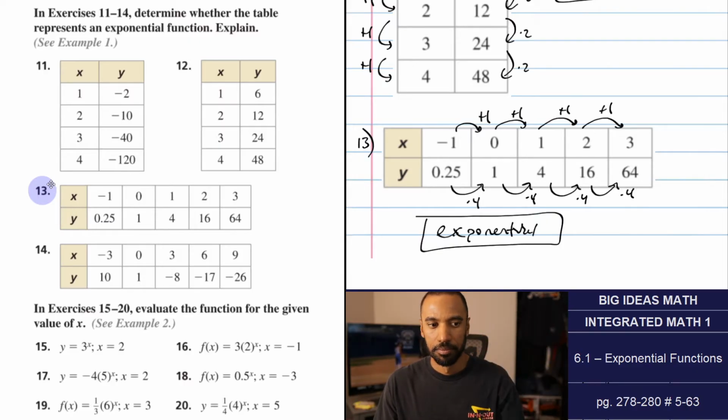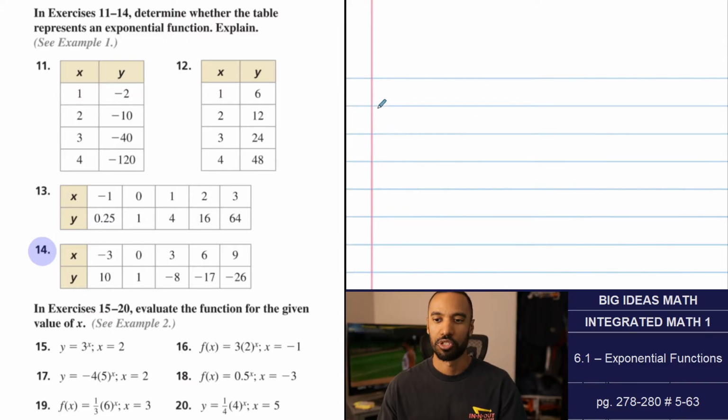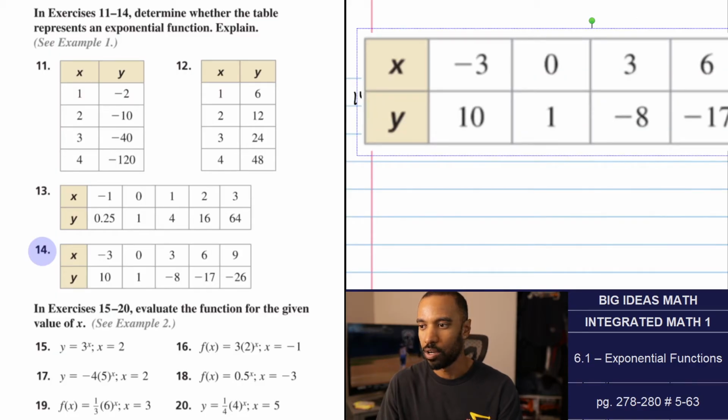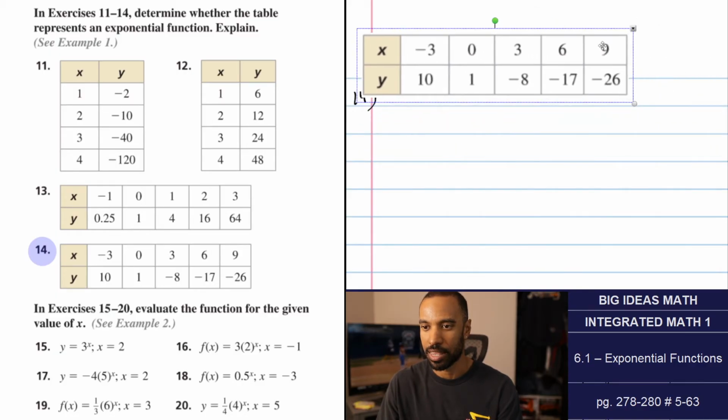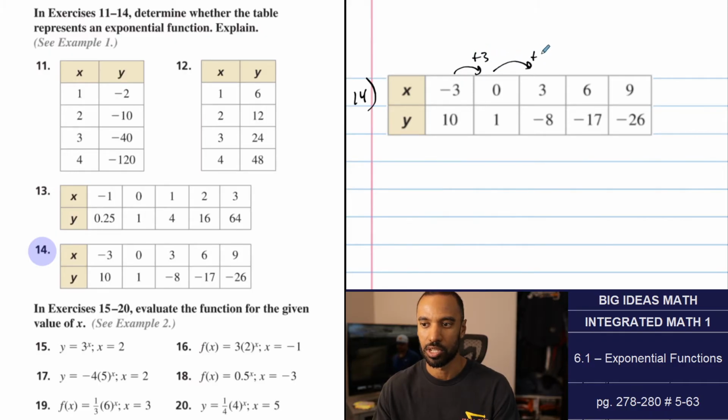Number 14. 14 might be one of those tougher ones to talk about what we're multiplying by. I'm just going to spoil it right now. This one is not exponential. Now, if I said, hey, 10 times what number is 1, 1 times what number is -8, things like that, we could figure out those numbers and they're mostly fractions. I'll tell you right now, as x is increasing by a constant amount, it's not because these are +3s that this is an exponential. That's still a constant amount.